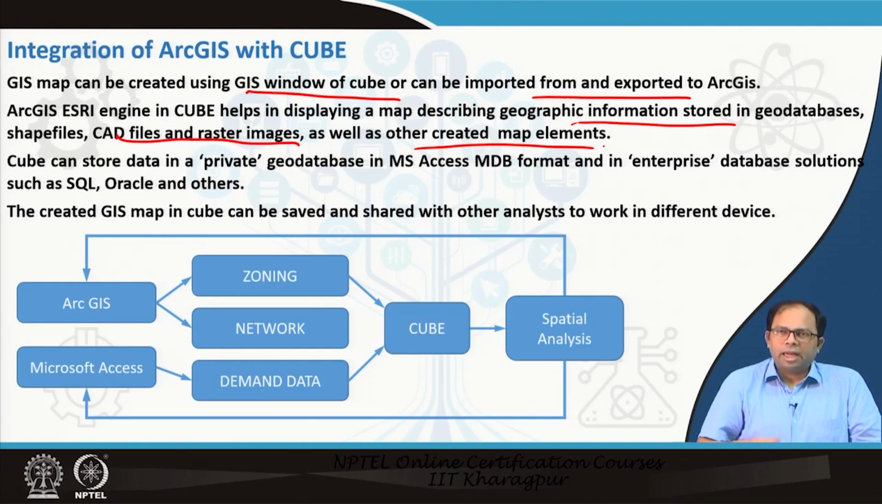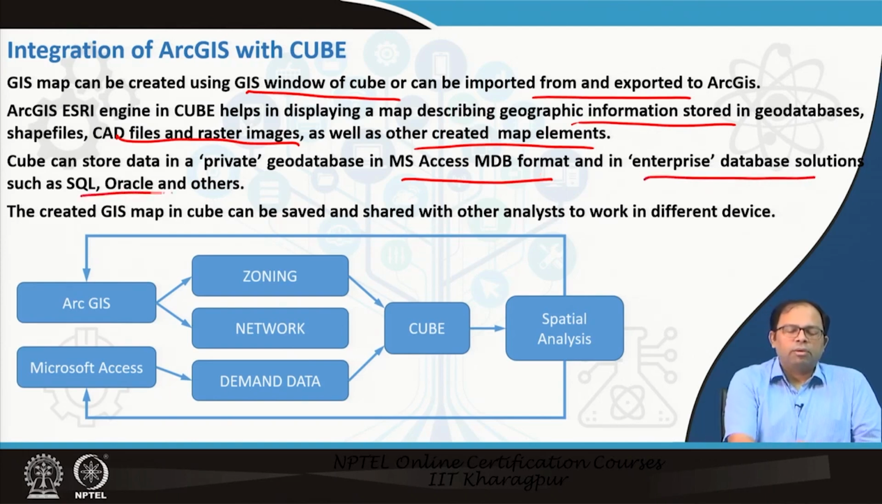In addition to all this, because GIS is basically spatial data along with data, that means for each point and each line there is a database or a table behind it, right? In addition to that, Cube can also store data in a private geodatabase in MS Access MDB format. Microsoft Access is basically a database. We can also store data in enterprise database solutions such as SQL, Oracle, and others. In case of a very large amount of data, we can use these kinds of RDBMS systems. RDBMS means relational database management systems.